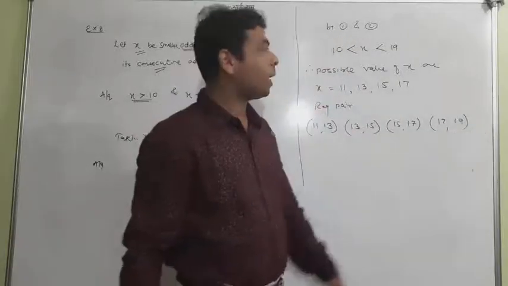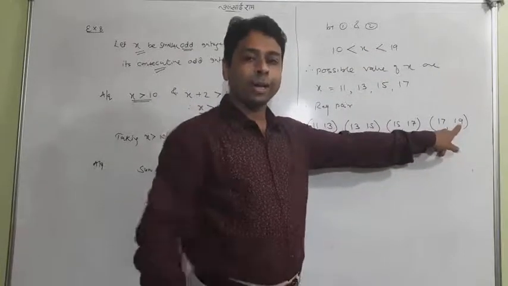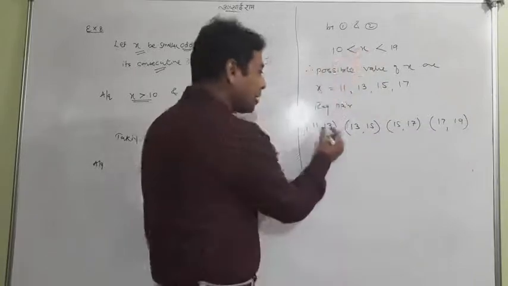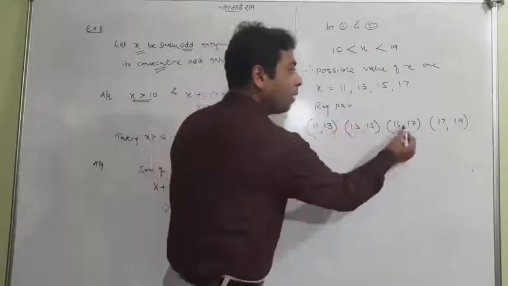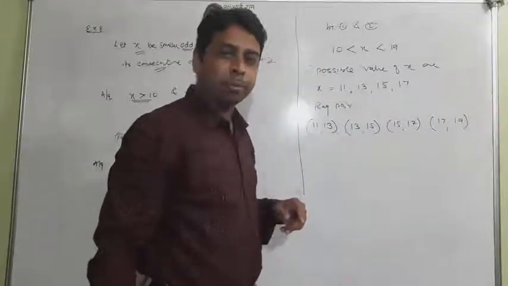Sometimes students get confused that x is not equal to 19, so they avoid 19. But that is not true. It is the range of x only. So x is 11, 13, 15 and 17, and its consecutive number is 19. So you have to accept this.